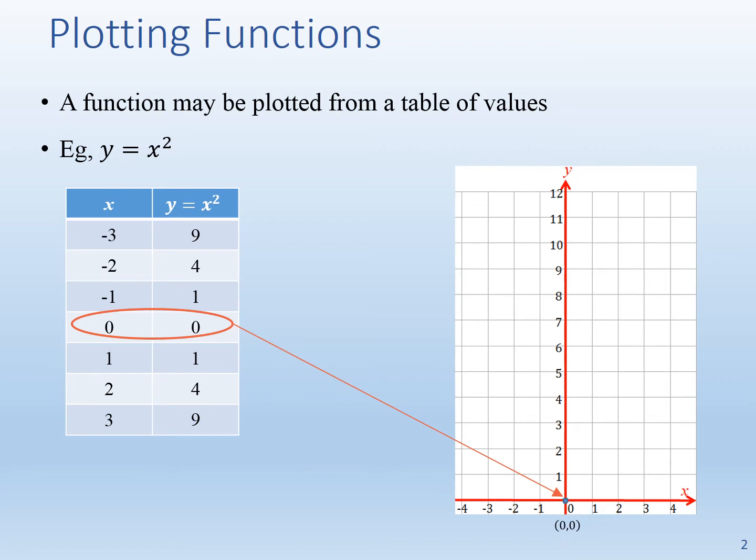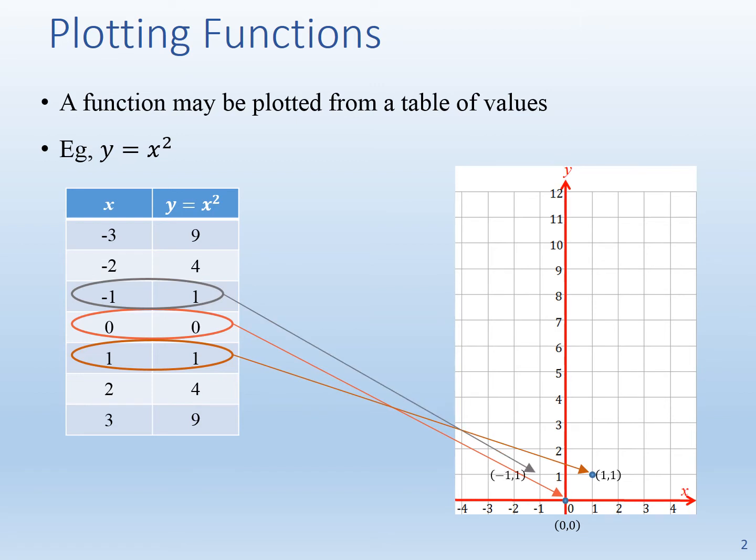We'll start with 0, 0, and that's of course the point at the origin. The point 1, 1 is plotted. That means we go across 1 and up 1. And the point minus 1, 1 is plotted there going left 1 and up 1.